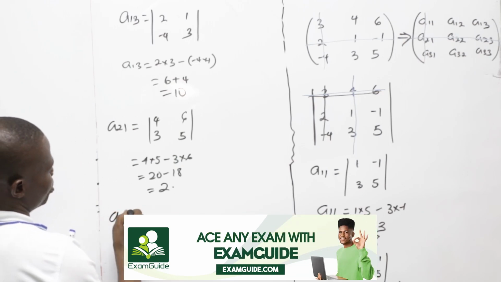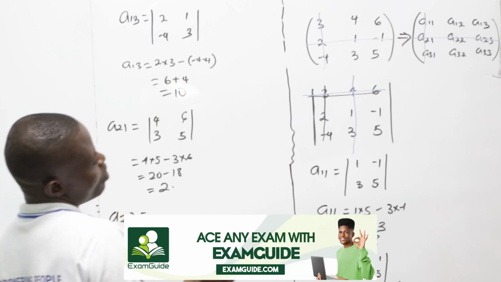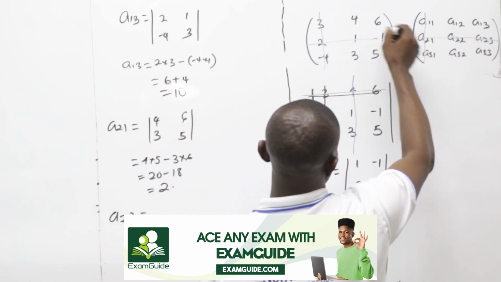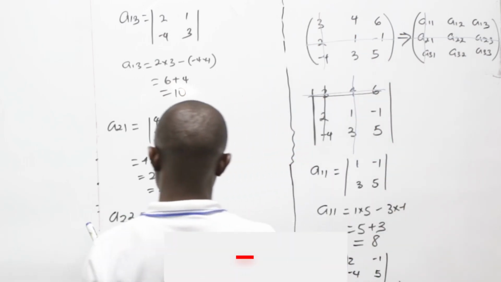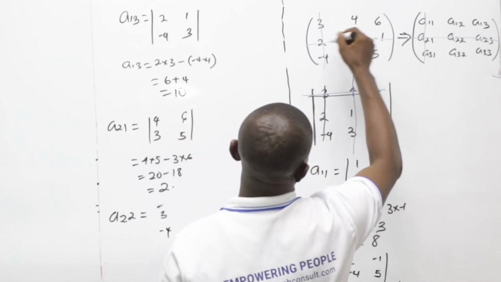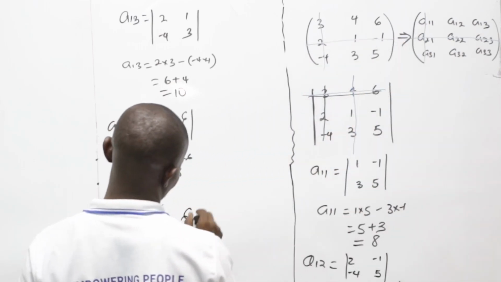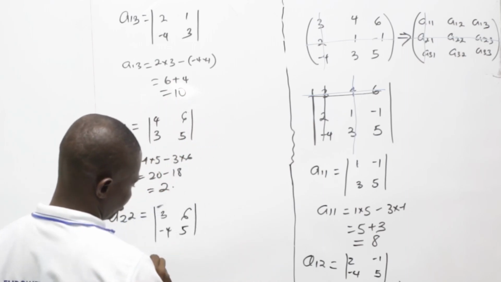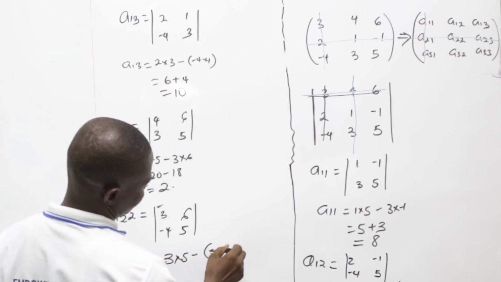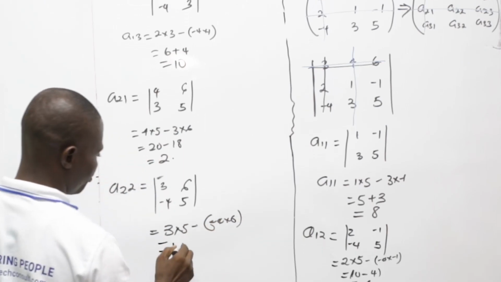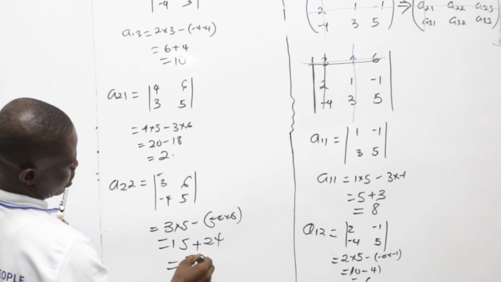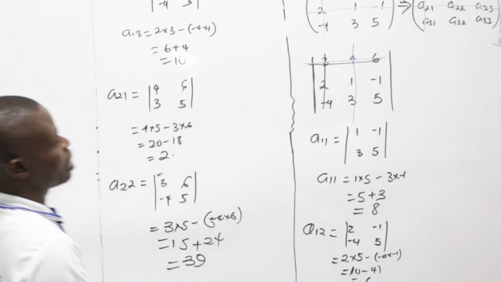Then A22 equals the same thing. Where is the position of A22? Look at it here. So you come to this place. You rule like this, you rule like this, meaning 3, minus 4. Go this way, then 6 and 5, to give us 3 times 5 minus bracket minus 4 times 6, which is 15 plus 24, which will give us 39. That is, A22 equals 39.